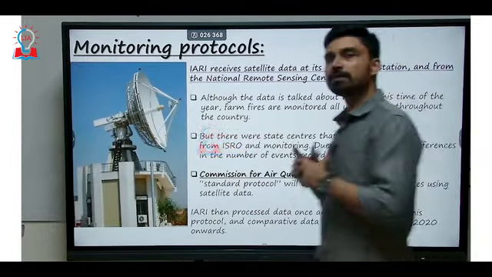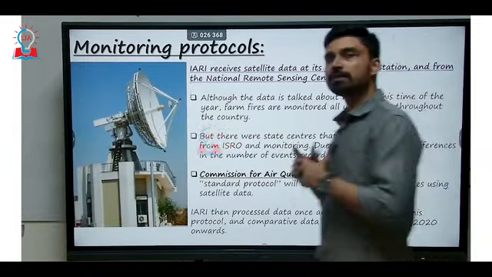Although the data is talked about most at a particular time of the year, farm fires are monitored all year round and throughout the country as well. But overall, since the contribution of farm fires to atmospheric pollution is highest in North India, that is where the focus mainly lies. And since most farm fire incidents happen during the winter months, that is the 2 to 3 months when this news makes headlines on national TV as well as in newspapers.